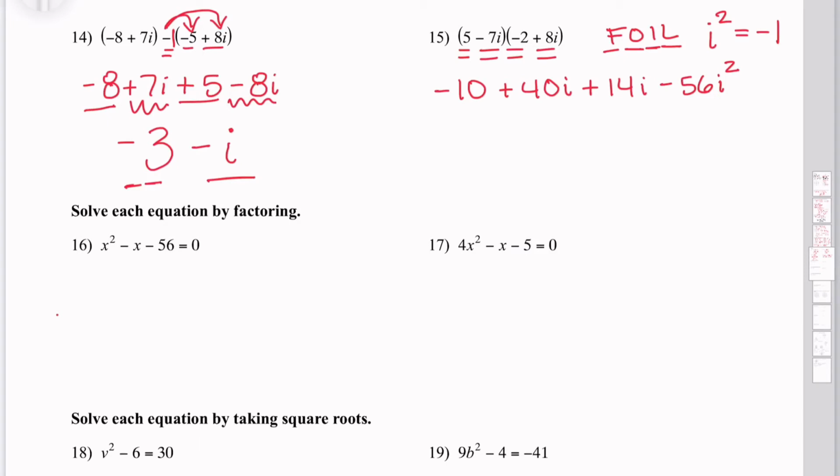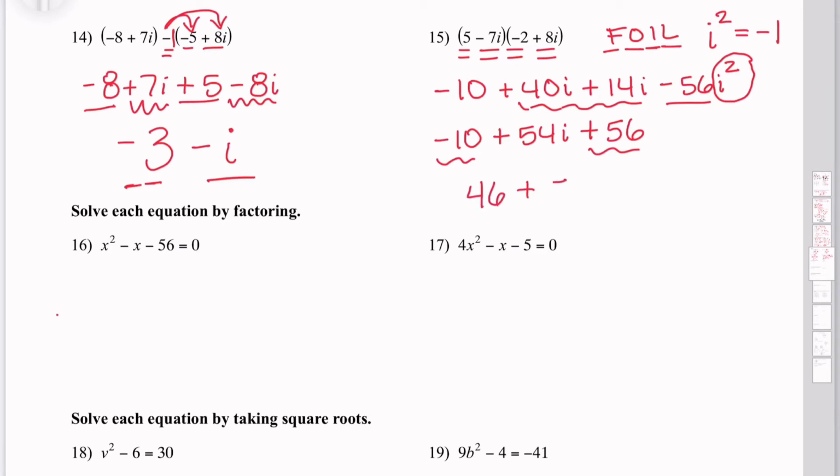From here, we want to add like terms. Let's bring down the negative 10. Positive 40i plus 14i gives us 54i. And like I said, since i squared is equivalent to negative 1, negative 1 times negative 56 is positive 56. Lastly, we're going to continue to add like terms. Negative 10 plus 56 is 46. And we're going to bring down the 54i.